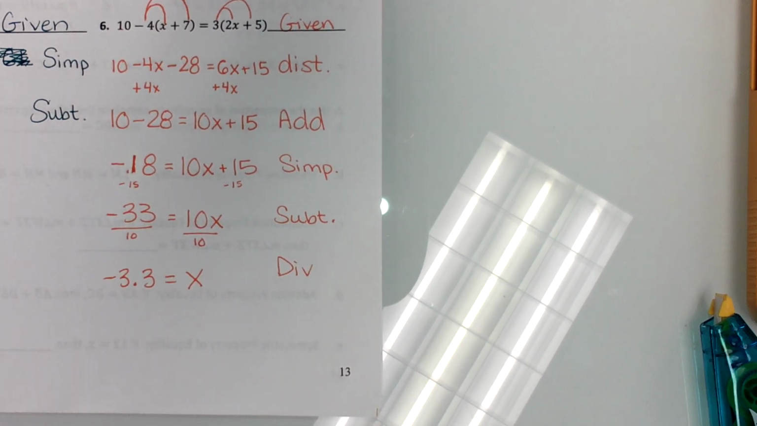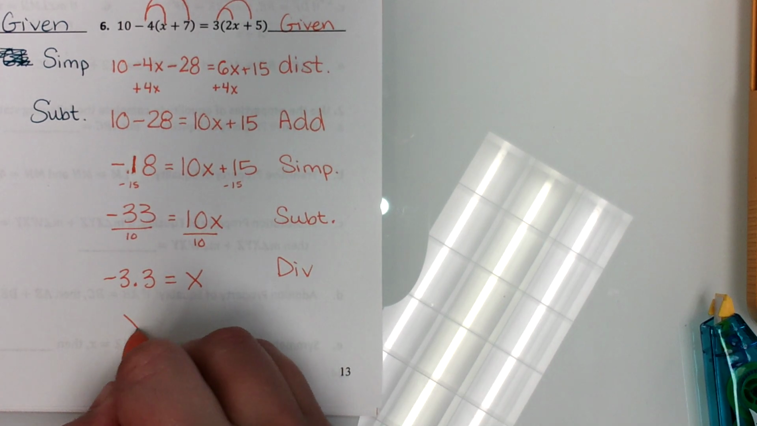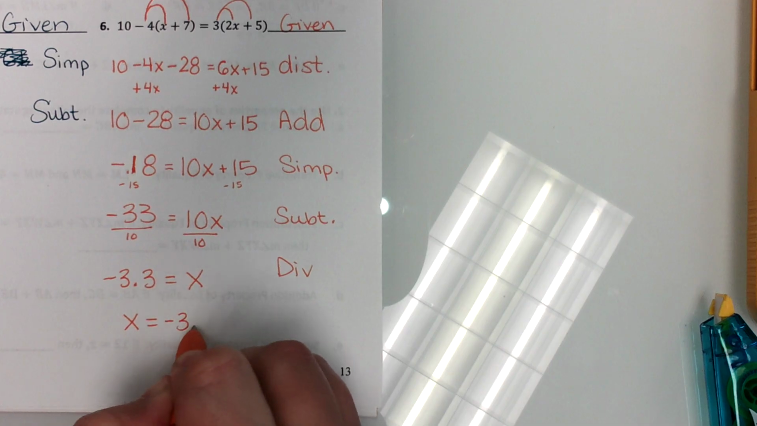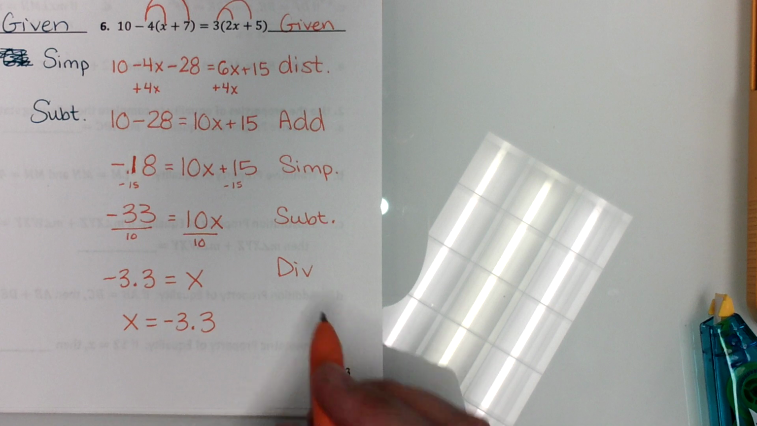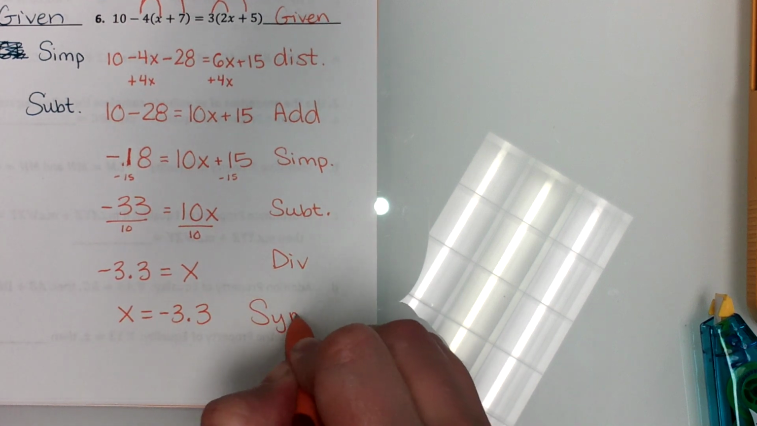Colin, do I generally leave them that way? I can, but traditionally we want x first. Just flip it around. You are right, Jackson. What did we call that though? Symmetric property. The symmetric property, SYMM.